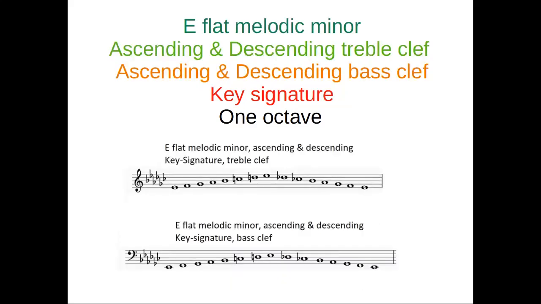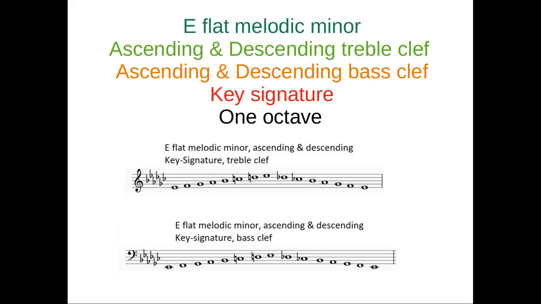Now let's go to E flat melodic minor, ascending and descending in the treble clef, and ascending and descending in the bass clef. Let's do them both just 1 octave to keep it simple. And we use the key signature. So that's relatively easy. All we do, we put the 6 flats of G flat major in the key signature. From G flat major, we go down a minor third to E flat, and we just write the scale in the key of G flat major from E flat up to E flat and down again.